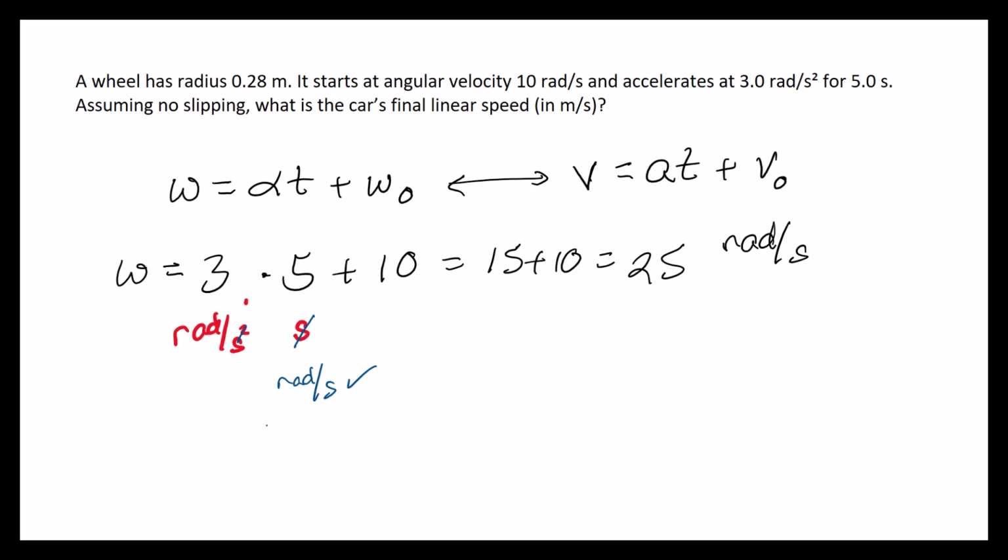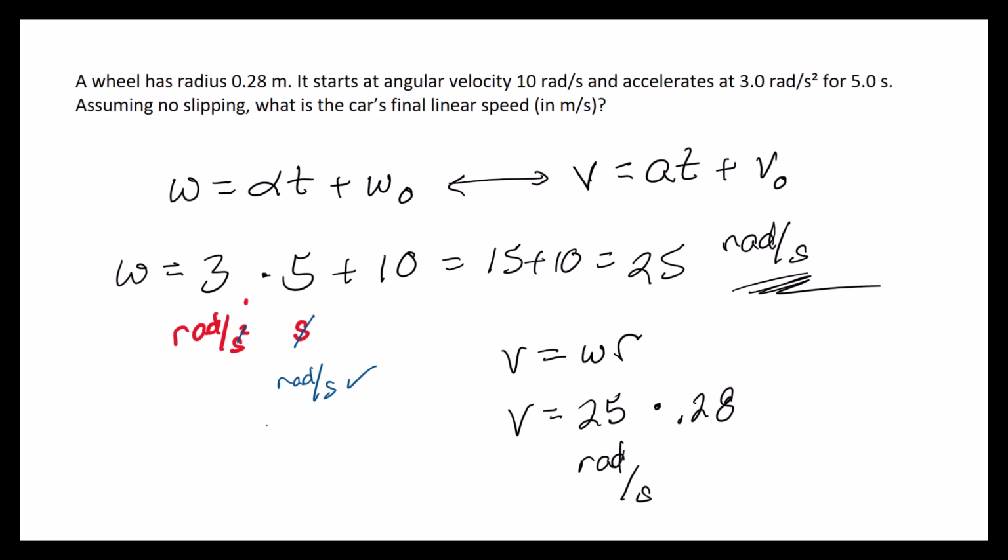What is the car's final speed? We can say, okay, well, the car's final speed is V equals omega R. Sorry, V is not 25. V is what I don't know. Omega is the 25, because I was looking at the units. So the units are always saving me on this. So rads per second. The radius is 0.28, and that's in meters. So I'm going to end up with an answer in meters per second, so that's good.